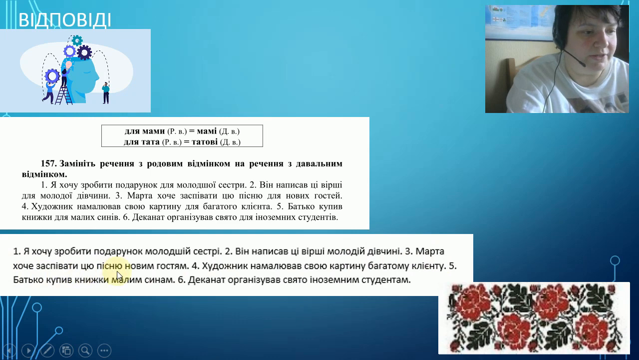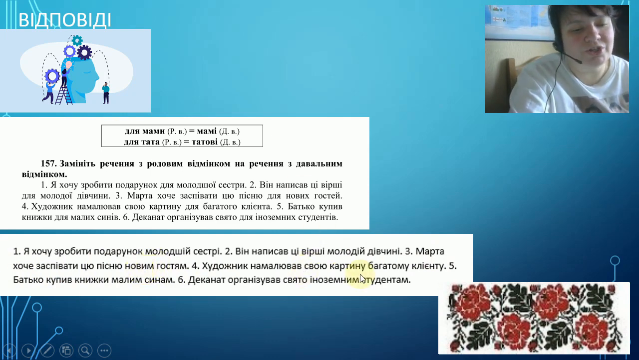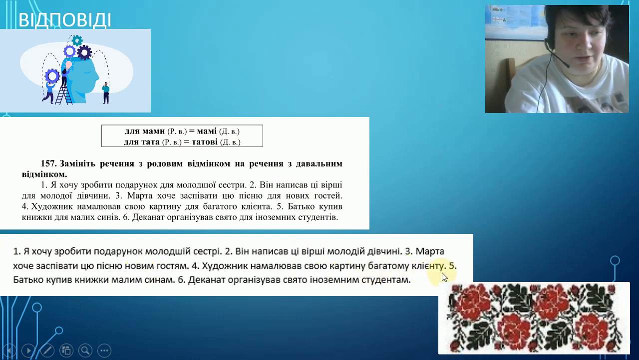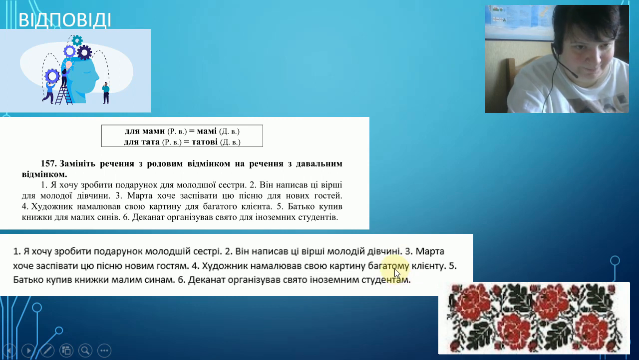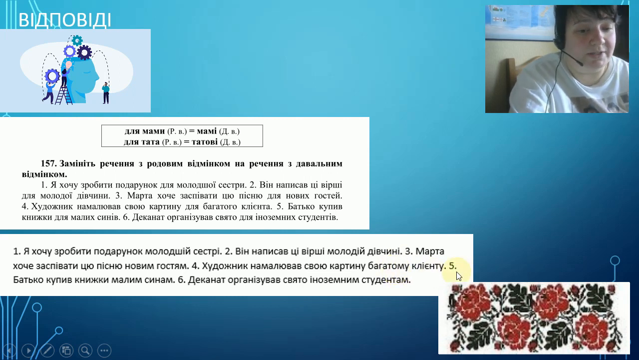Марта хоче заспівати цю пісню новим гостям. Marta wants to sing this song to new guests. Ending -им here because it's plural. Художник намалював свою картину багатому клієнту. The painter painted his picture to a rich client. So we have the ending -ому here because it's grammatical masculine. Батько купив книжки малим синам. The father bought the books to young sons. Two young sons, ending -им because it's plural.